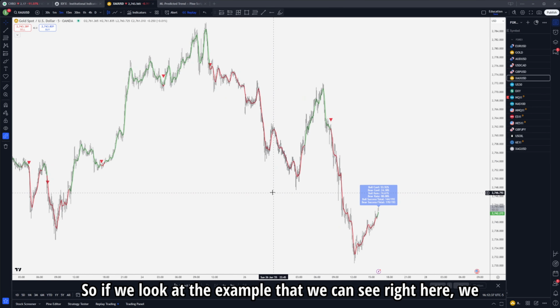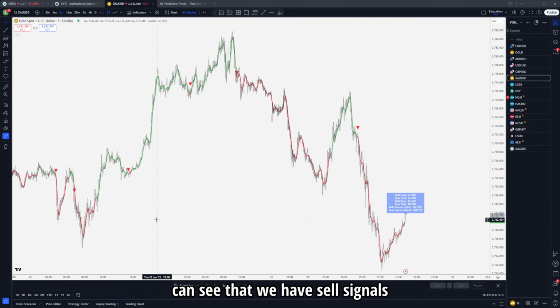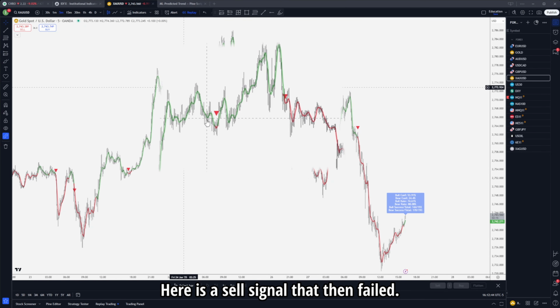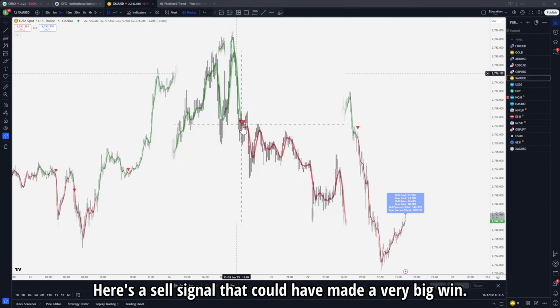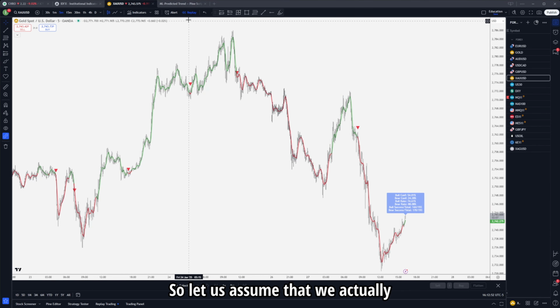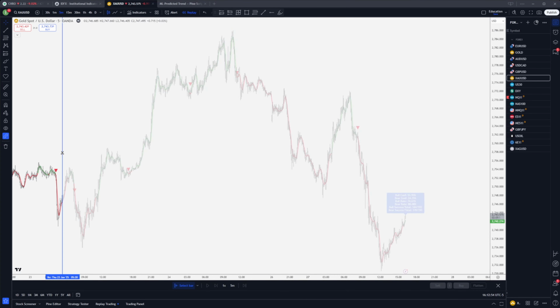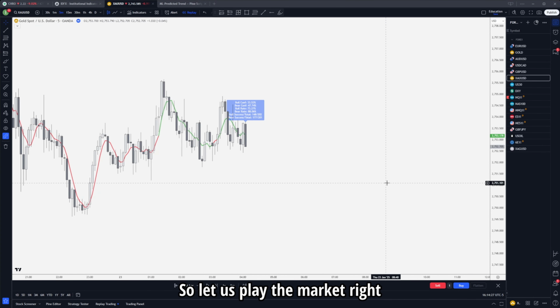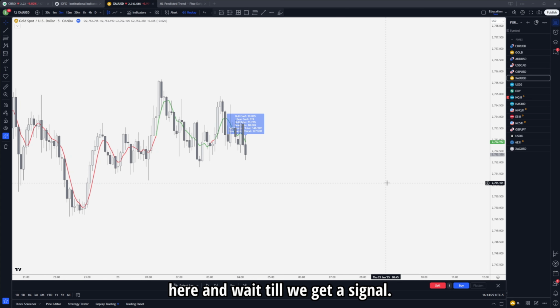If we look at the example here, we have sell signals. Here is a sell signal that then failed, and here's another sell signal that failed. Here's a sell signal that could have made a very big win, and here's another one that made a very big win. So let us assume that we actually want to be backtesting on this. Let us go to this specific candle right here, play the market, and wait till we get a signal.